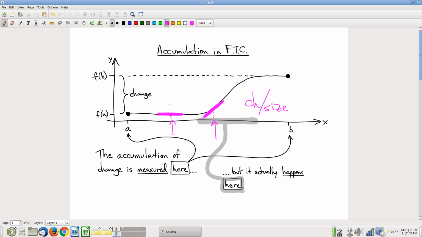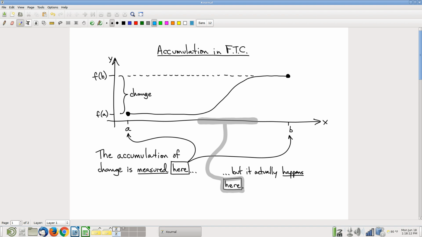So the fact that there is a positive derivative here means that there's more change per unit delta x, per unit size, happening here than there is happening there. Said differently, the change density is greater here than it is there. Said differently again, you can think of this change.